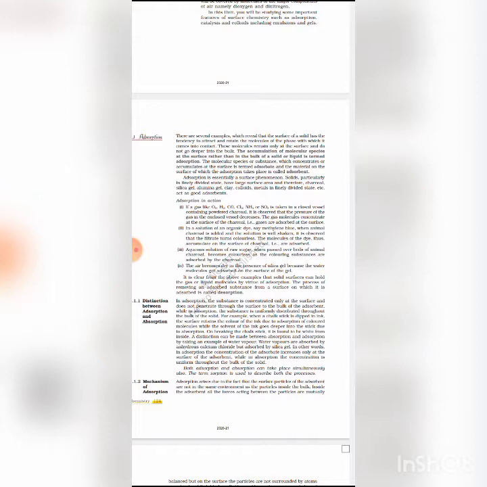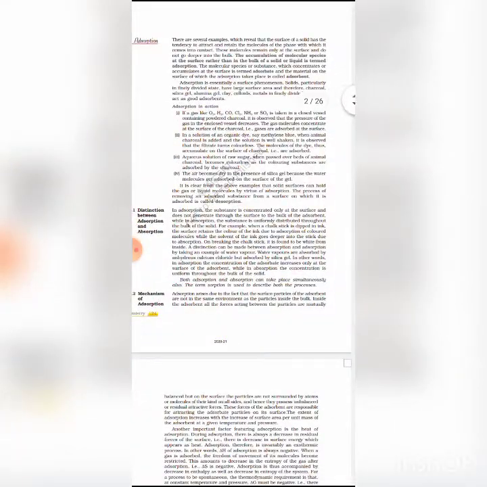I am saying once again, the phenomenon of attracting and retaining the molecules of a substance on the surface of a liquid or solid, leading to a higher concentration on the surface in comparison to the bulk, is called adsorption. There are many examples such as water vapors on silica gel, and hydrogen, oxygen, ammonia on activated charcoal.